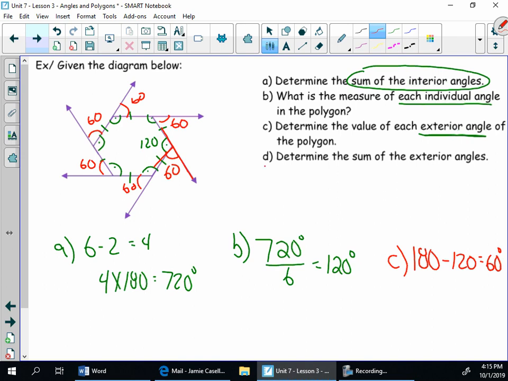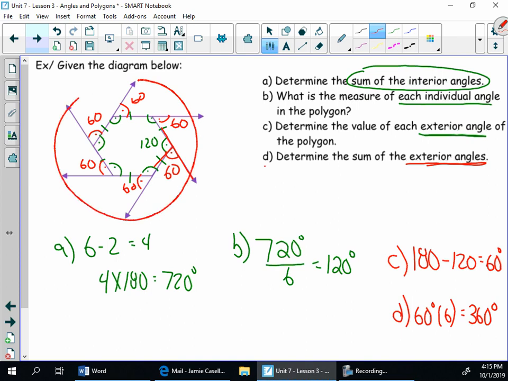In fact, part D determines the sum of the exterior angles. Well, there's each of them 60, and there are 6 of them, and that comes out to 360 degrees, which should make sense. What shape do we create if we go all the way around the outside? Hey, it's a circle, and circles are 360 degrees.